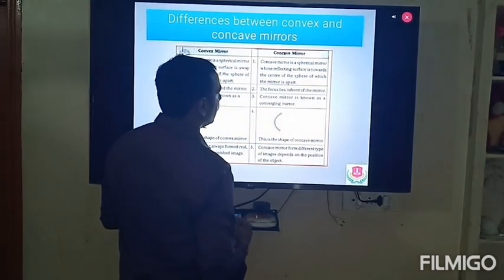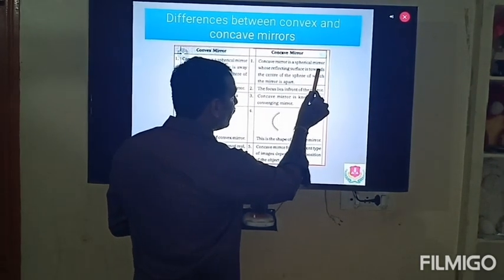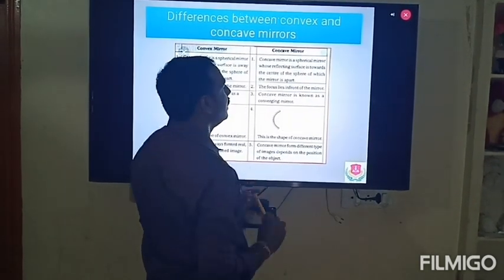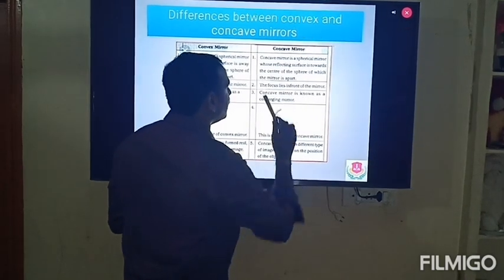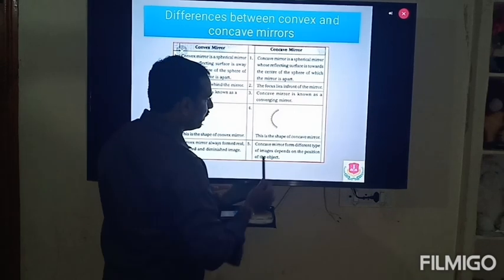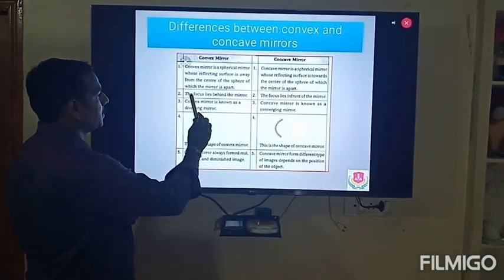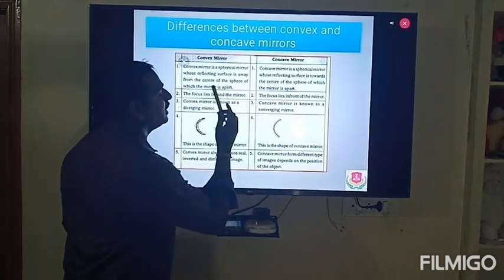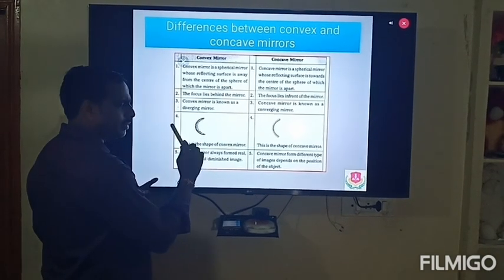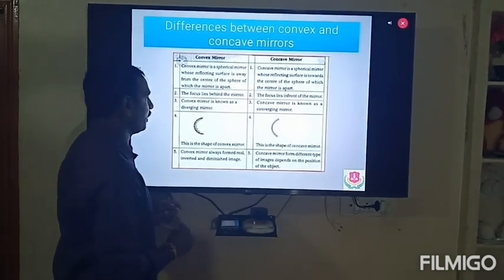The concave mirror is also a spherical mirror whose reflecting surface is towards the center of curvature of the sphere of which the mirror is a part. Here the inward surface is the reflecting surface. The center of curvature is also on the same side. Next, in the convex mirror the focus lies behind the mirror. In the concave mirror, the focus lies in front of the mirror.